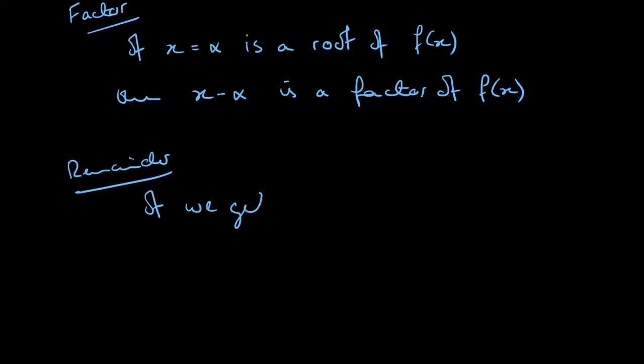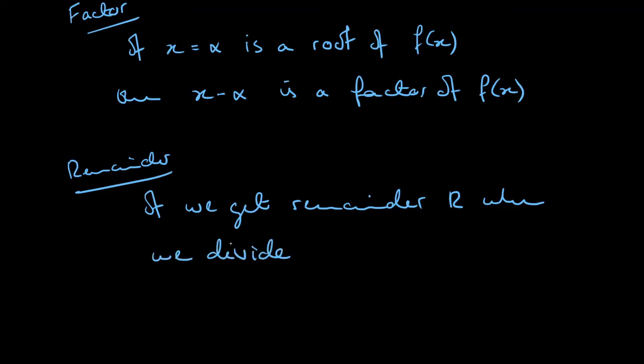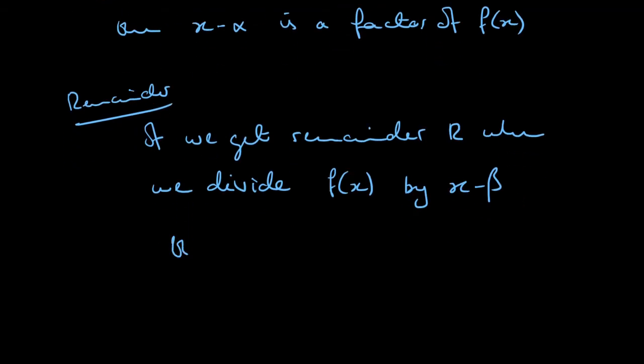If we get a remainder r when we divide f of x by x minus beta, let's say, then f of beta is equal to r. Sorry about my handwriting, and sorry if I'm using Greek letters, it's just force of habit from A levels. Beta, just call it b. So if we get a remainder of r when we divide our polynomial by x minus b, then what that means is if I substitute b into the polynomial, I will get the remainder.